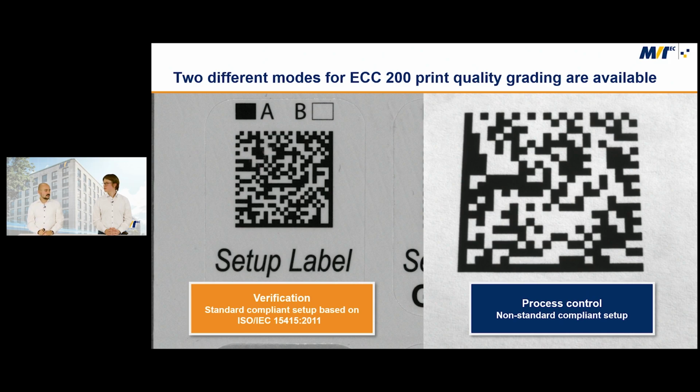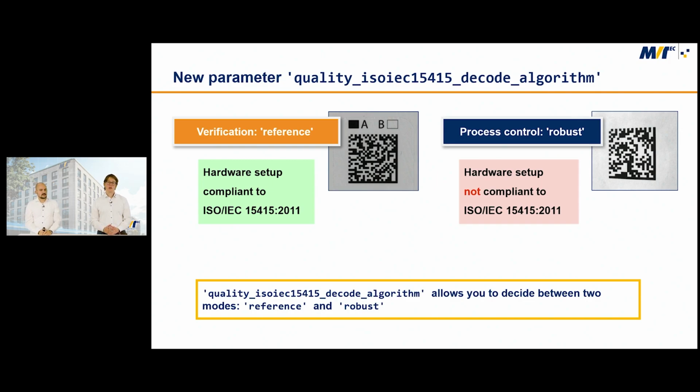And how this looks in detail, again shown by Jan. So to switch between the two modes, robust and reference, we introduce a new parameter, which is called Quality ISO IEC 15415 decode algorithm. Depending on what mode you want to use, you set it to either reference for verification or robust for process control. And Mario already mentioned, please only use reference if you can provide a hardware setup which is standard compliant to the corresponding standard.